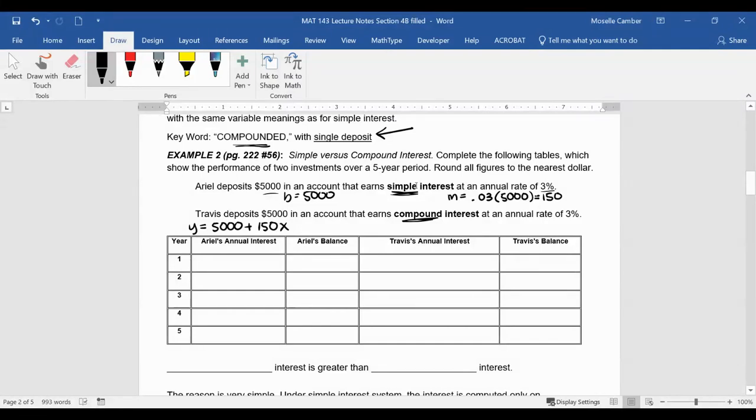So the annual interest for simple interest is always going to be the same. Every single year, she's going to get $150 put into her account. That's the nature of being linear.